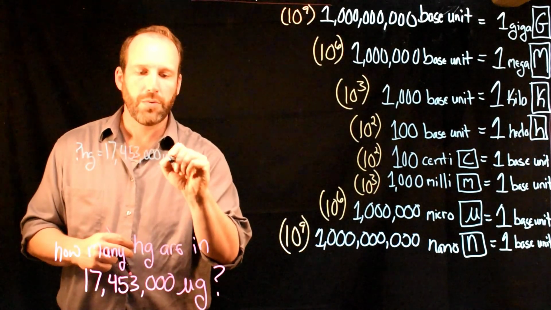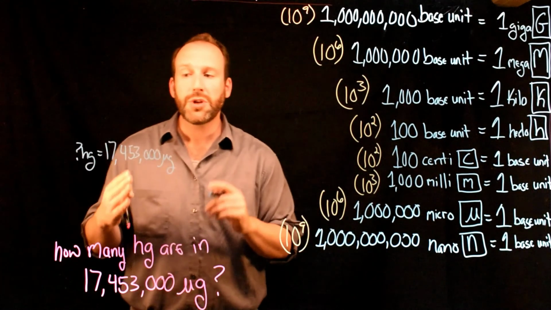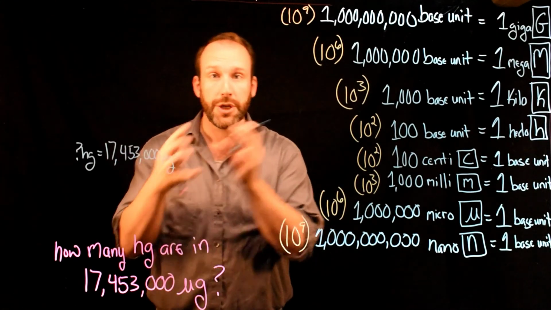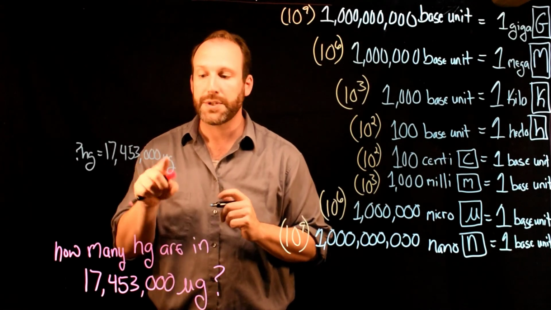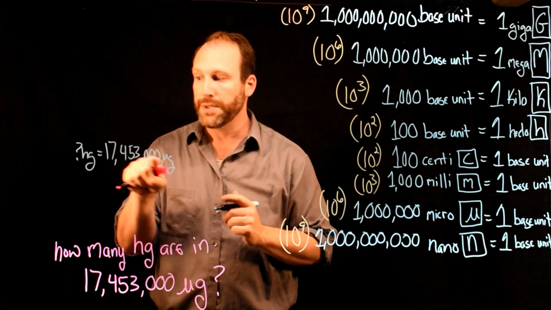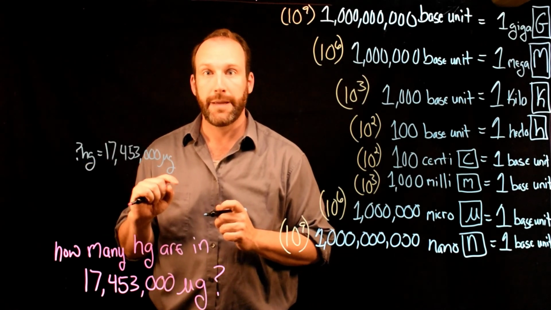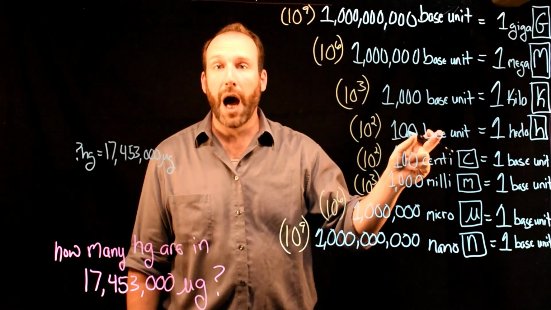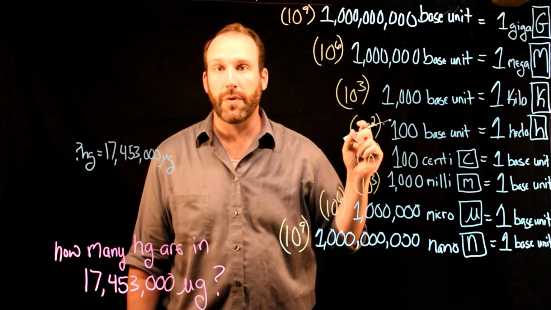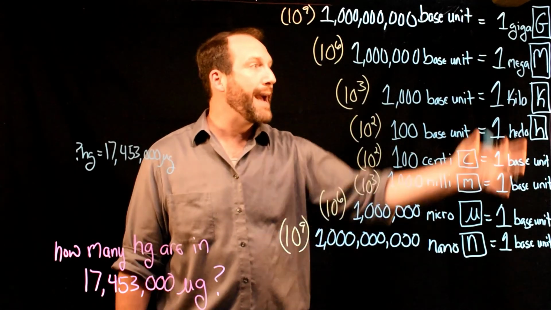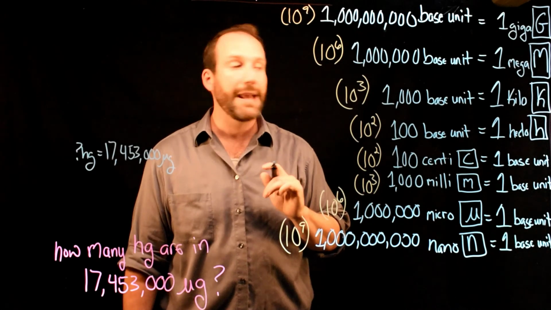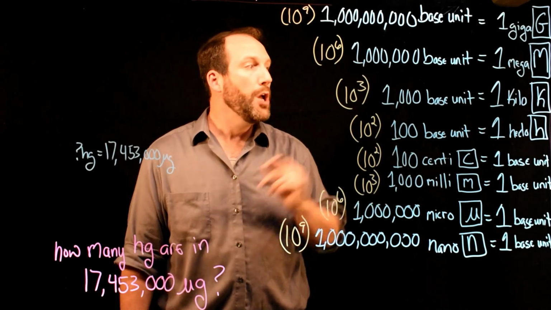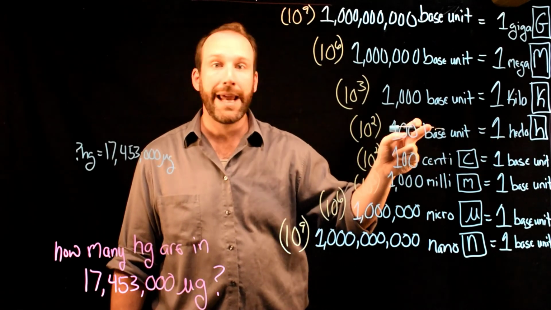17,453,000 micrograms? Okay? And so in order to solve this problem, what we need is one relationship or multiple relationships that are going to allow us to relate micrograms to hectograms. Well, if we look at our table, what we see is that there's 100 base units, or say 100 grams, in one hectogram. Okay? But we don't see any one-step relationship that allows us to go from micrograms to hectograms, or hectograms to micrograms.